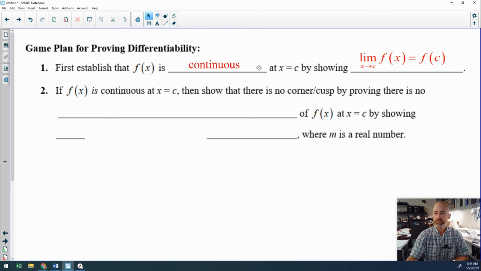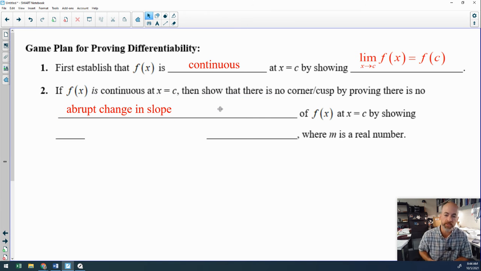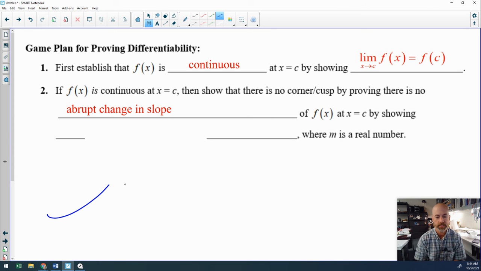Then, if the function is continuous, you want to show that it is differentiable by eliminating the possibility of a cusp or a corner. And we do that by showing that there is no abrupt change in slope. So if you think about a continuous function that does have a cusp, at that cusp, you have a very immediate change in slope. In this example I just drew, we have something positive, and immediately at a point, it is a slope that is negative. It's not a gradual change.